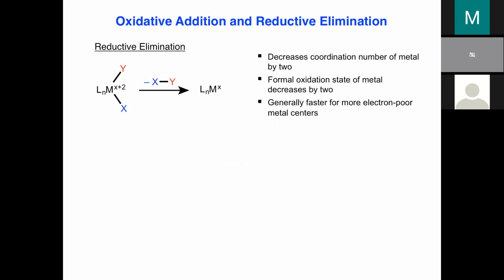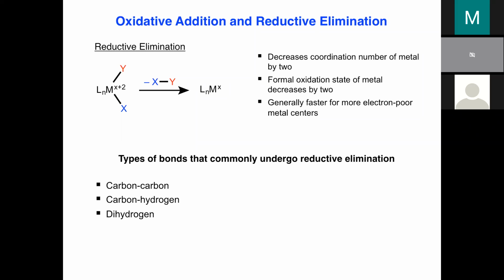So reductive elimination is just the microscopic reverse of oxidative addition. We eliminate these M-X and M-Y bonds, form this new XY bond, and give a new coordination complex that has two fewer ligands bound to it. The oxidation state also decreases by two, as the metal is formally reduced, hence the name. This is generally a process that occurs more readily for higher oxidation state, more electron-poor metals that can readily accommodate an increase of two units in their formal oxidation state.